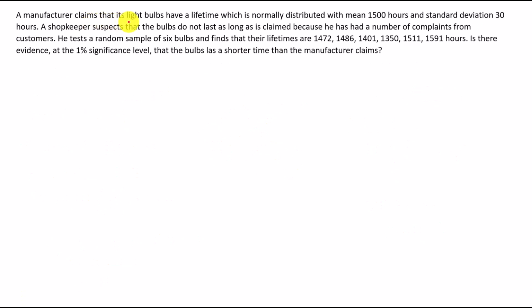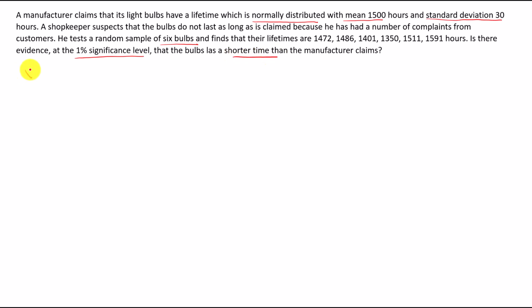Okay, a manufacturer claims that its light bulbs have a lifetime which is normally distributed with mean 1,500 hours and standard deviation 30 hours. A shopkeeper suspects that the bulbs do not last as long as is claimed because he has had a number of complaints from customers. He tests a random sample of 6 bulbs and finds that their lifetimes are 1472, 1486, 1401, 1350, 1511, and 1591. You get the idea here. This is our sample data. Is there evidence at 1% significance level that the bulbs last a shorter time than the manufacturer claims?